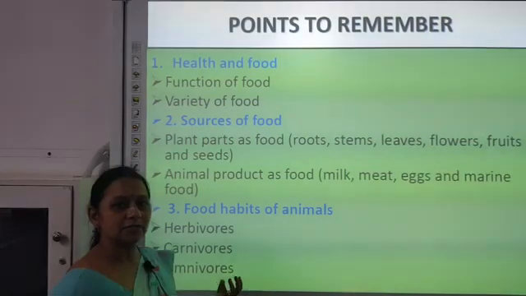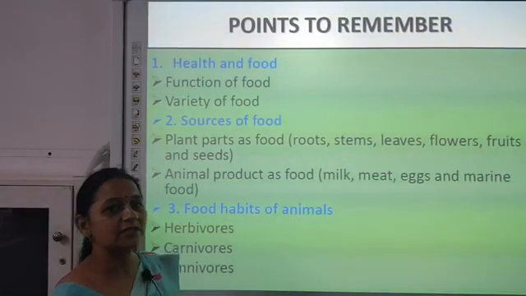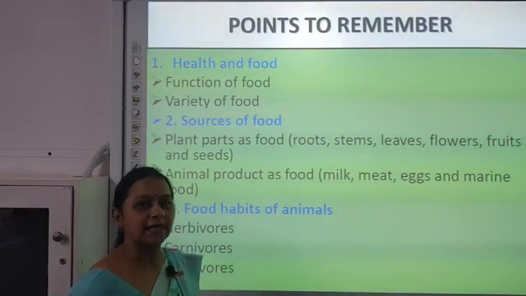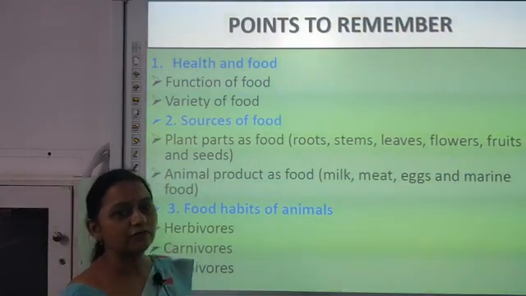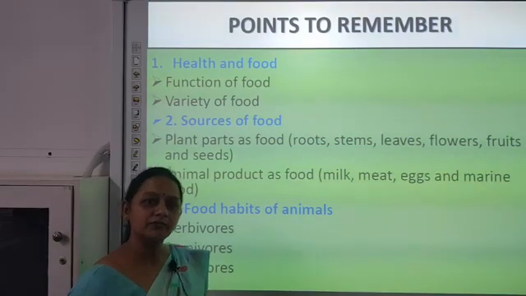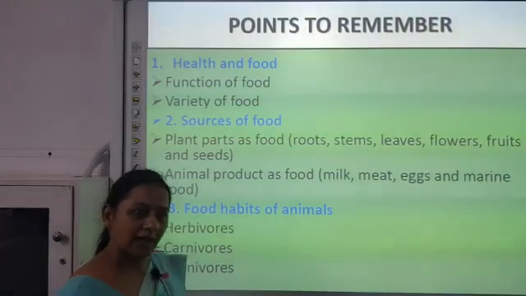Apart from these animals, we have scavengers and parasites too. Scavengers are the animals which feed on dead and decaying parts of animals, and parasites live on the body of a host, which means they live on the body of other animals. So this was the classification of animals.